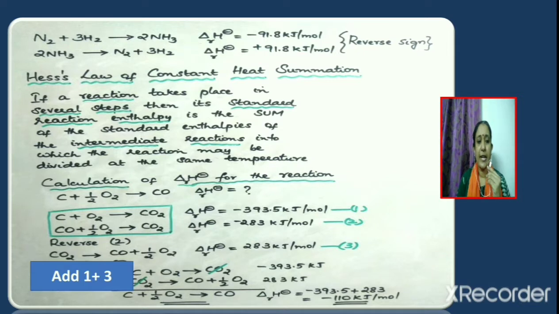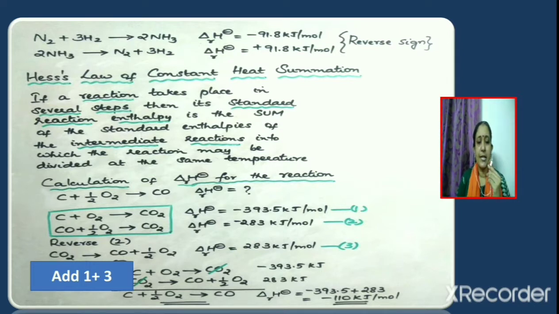So here, when we write the reaction in the reverse order, the sign of standard enthalpy of reaction will also get reversed. So note that the sign gets reversed. Next we shall learn about Hess's law of constant heat summation. What is the law? What is the statement?